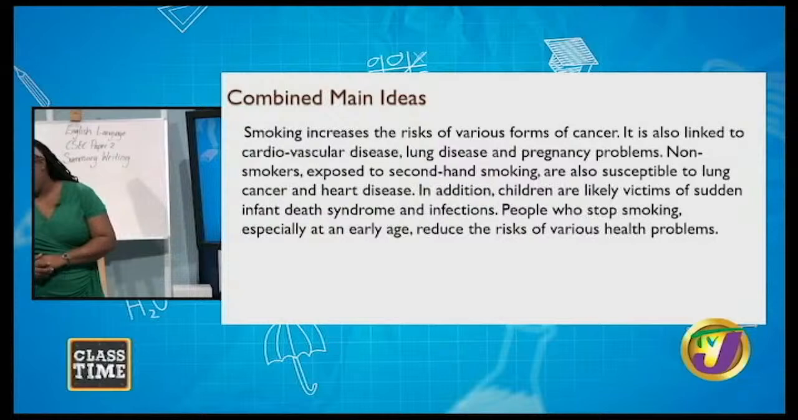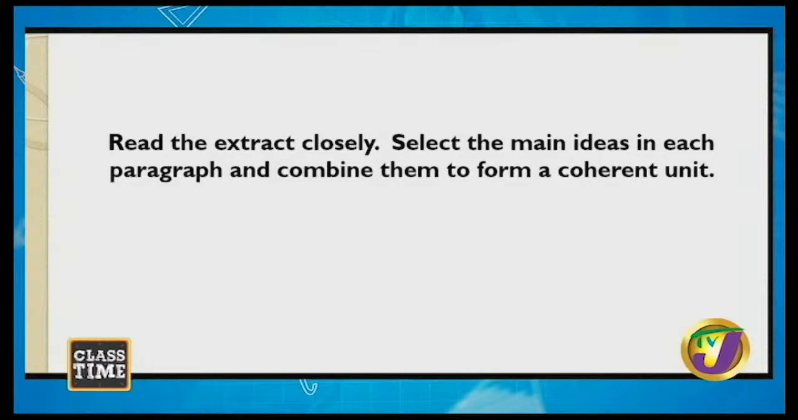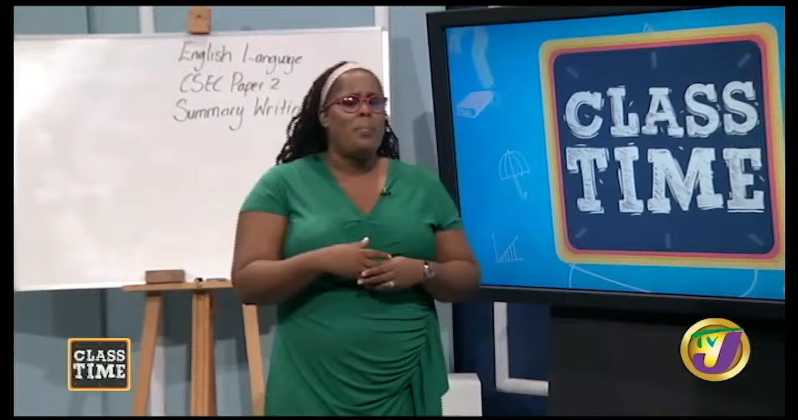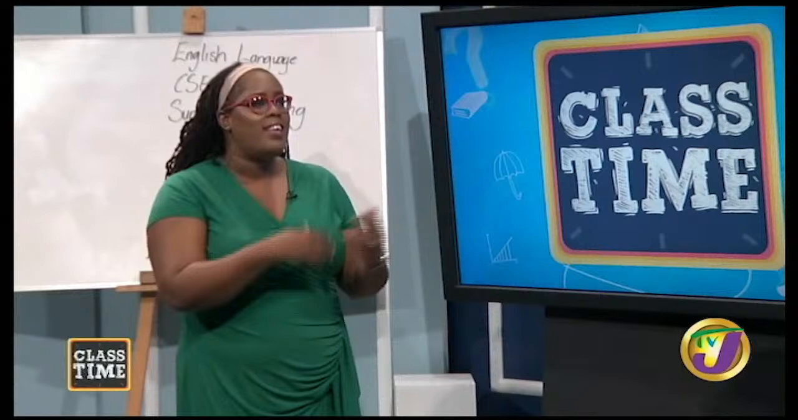All right. Read the extract closely, select the main ideas in each paragraph, and combine them to form a coherent unit. So we're going to be doing one on our own, right? Just to test if you have learned what we looked at before. Now remember, read your instructions carefully. All right, so if you picked it up, the topic is cigarette smoking. If you realize that the first extract was looking at cigarette smoking and this one is looking at it as well.